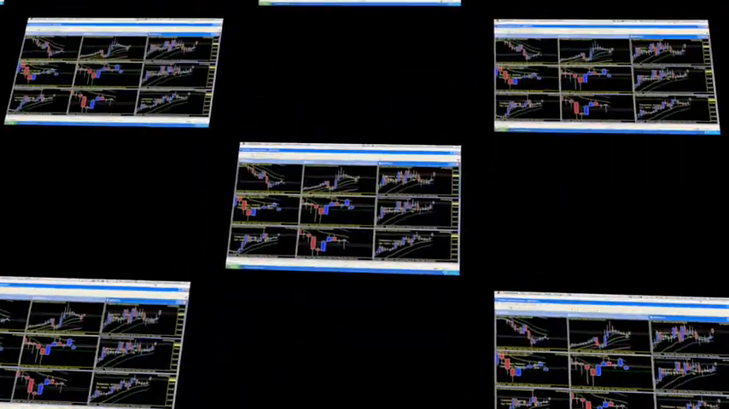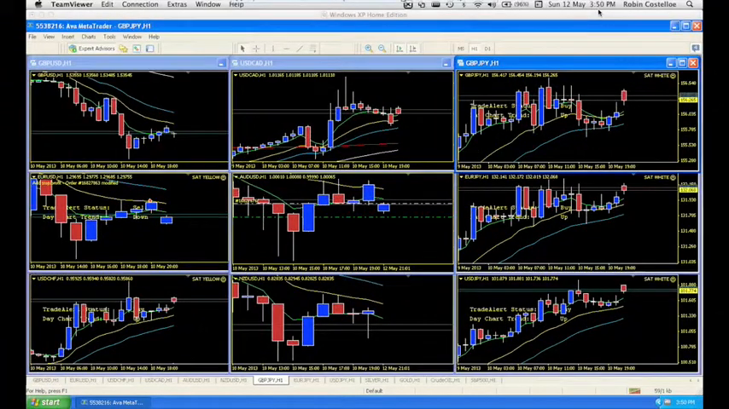It is Sunday, just after the market has opened. You can see up here it's 3:50 p.m. on Sunday. Now this is Calgary time, so the market's been open for a little while now. Anyway, let's get caught up and see where we're up to. I've got my 9 charts arranged on the screen, so let's go through them one at a time and see where we're at.